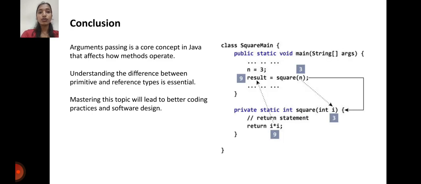In conclusion, in this video, argument passing is a core concept in Java that affects how methods operate. Understanding the difference between primitive and reference types is essential. Mastering this topic will lead to better coding practices and software design. This is a small example.